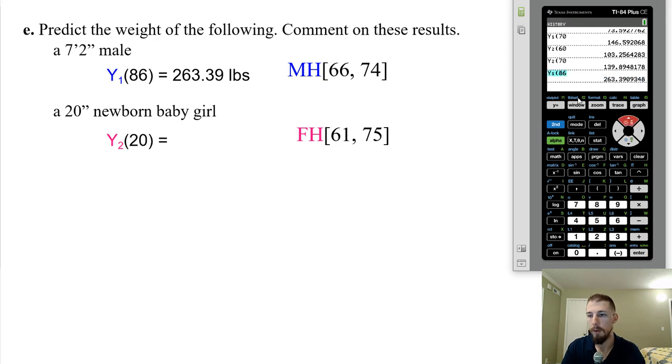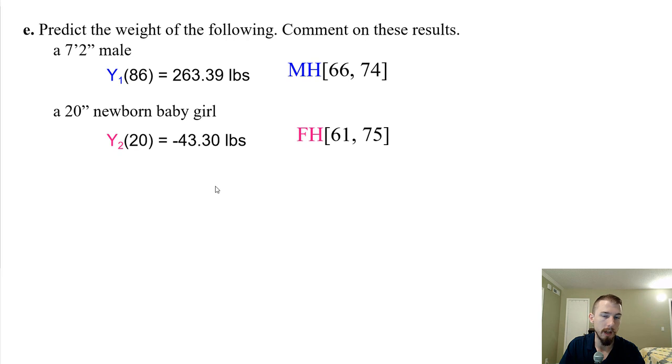If we evaluate it, there's nothing stopping us from putting it into our model, but it's just, you know, bad data in, bad data out. So we would say that she's negative 43 pounds. That's not even possible, right? The reason we're having issues on both of these is that we shouldn't trust the values because they're extrapolations well beyond the domain of our data sets.